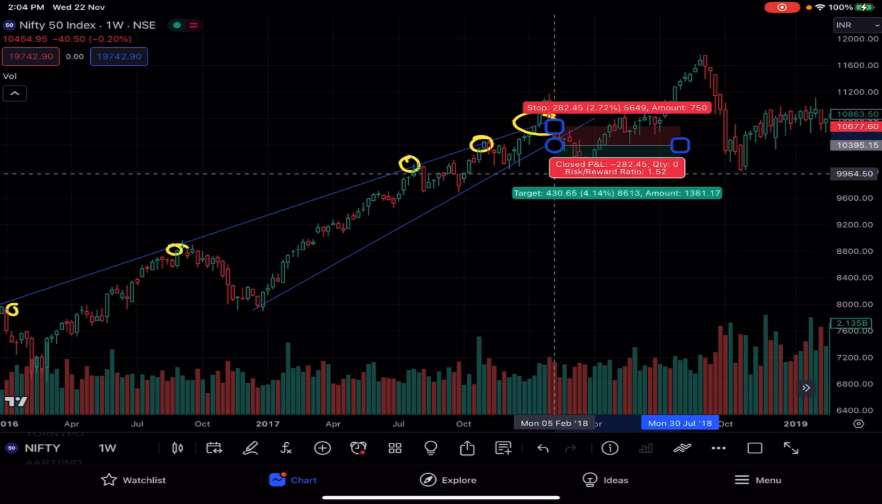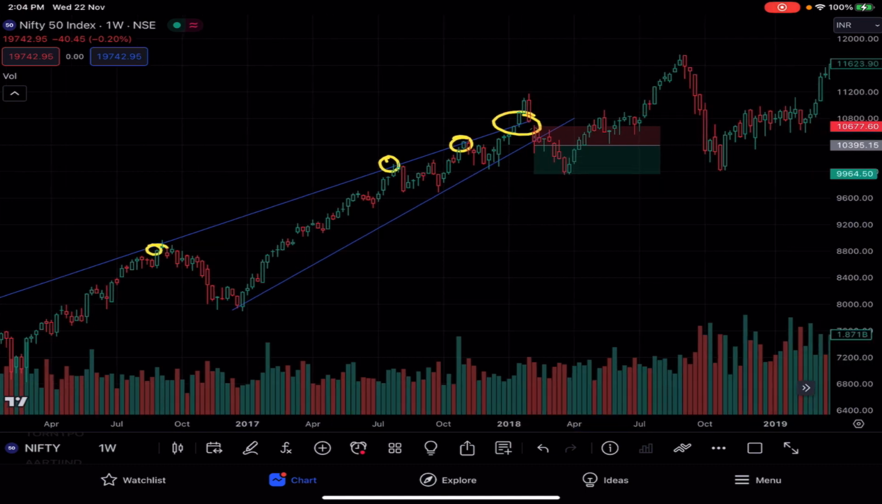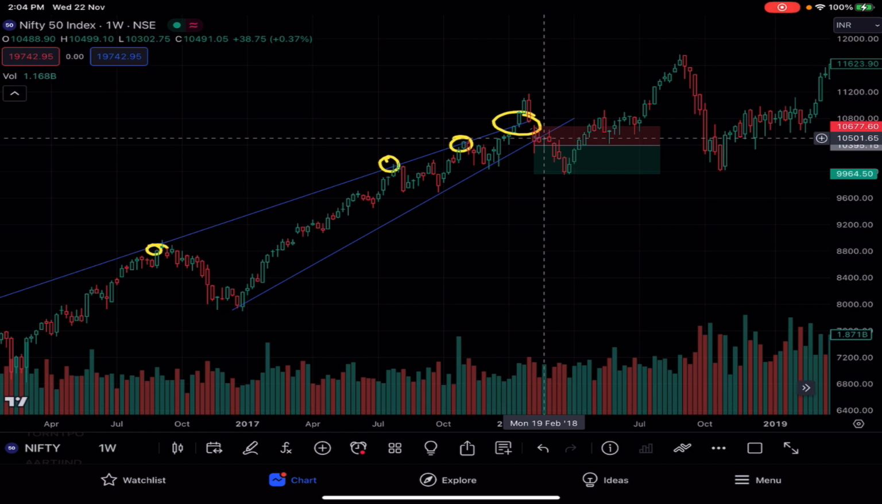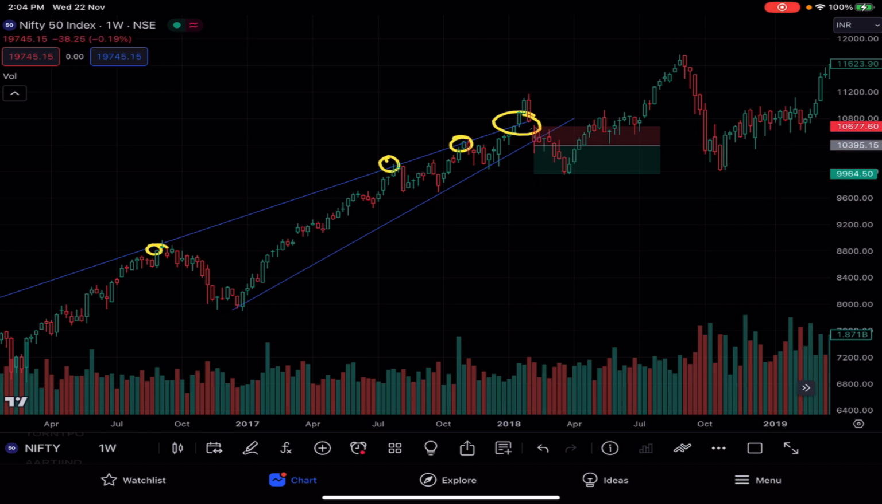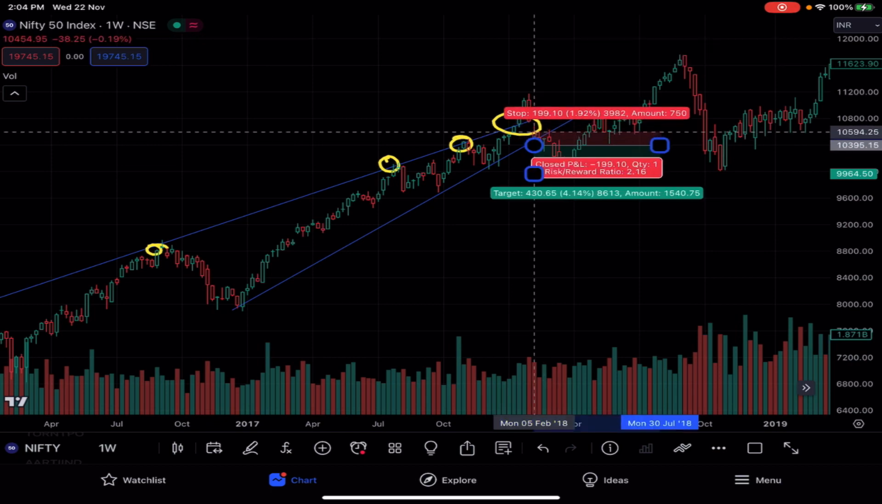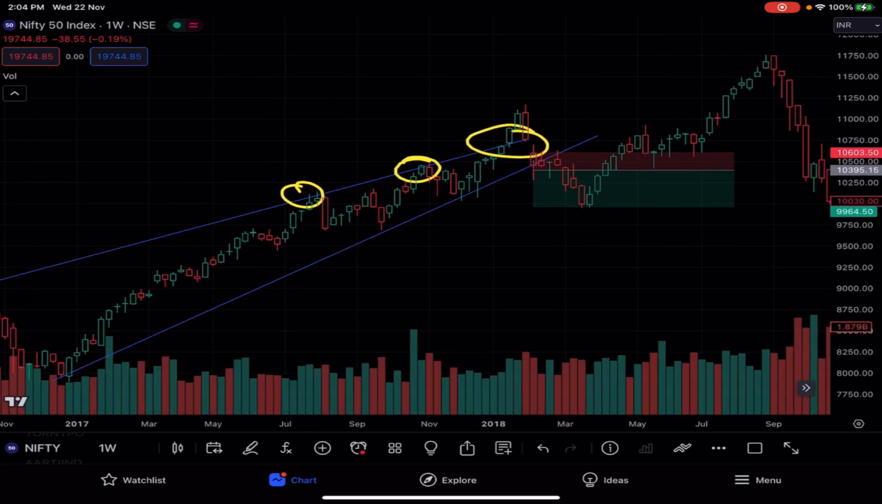So 1:2 hasn't been met, but 1:1.5 has been met. So keep that in mind. Just a second. Yeah, 1:2 has actually been met. See, this is the candle.